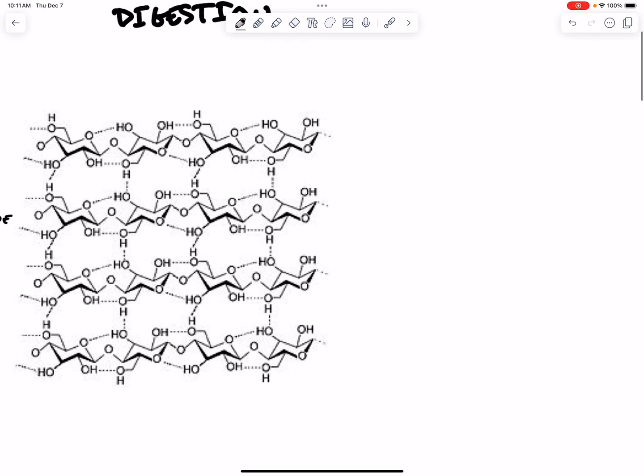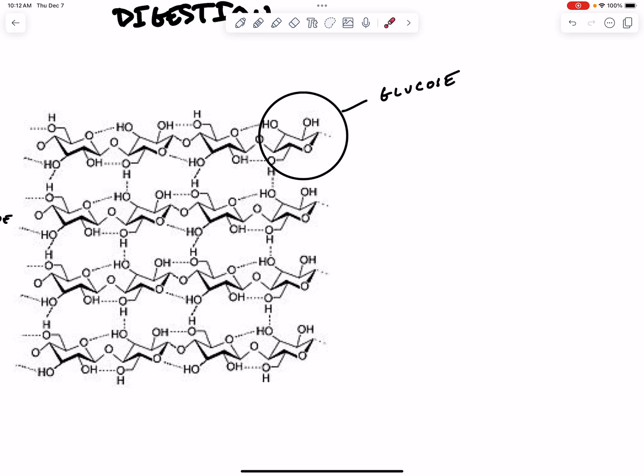What does it look like? Well, here is a single glucose monomer right here. And it is joined through a covalent bond to a glucose monomer right next to it. They're covalently linked here and here and here and here and here.